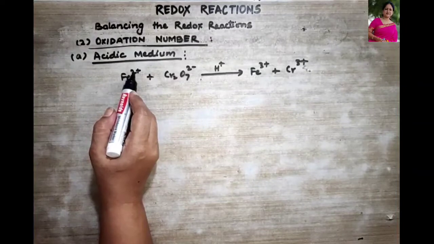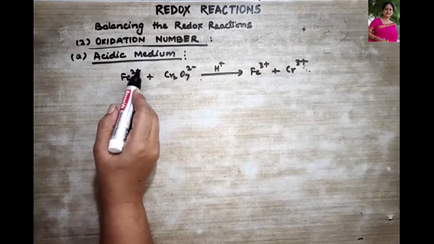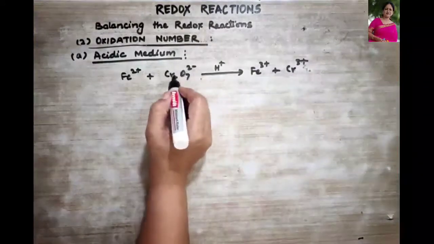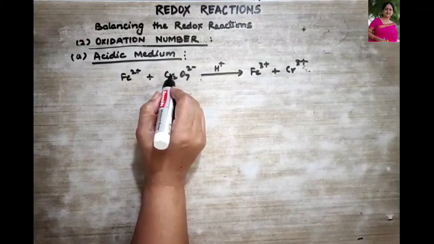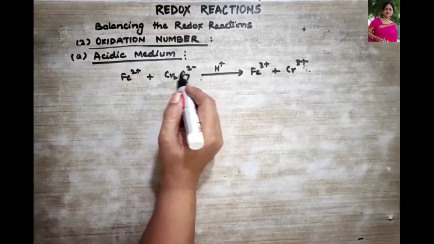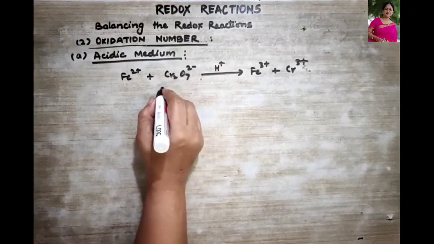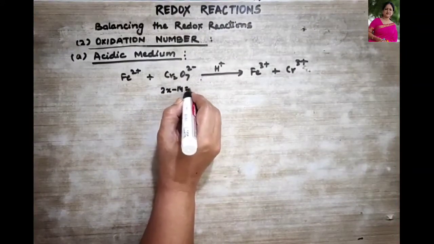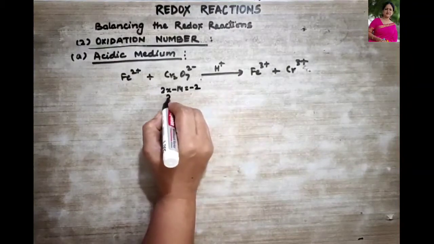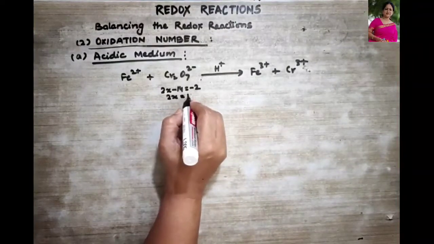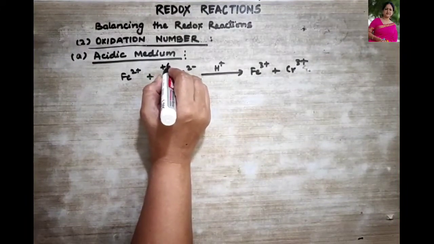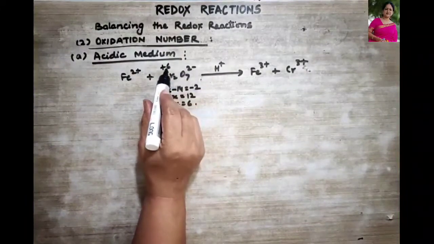Now, this is already given to you, Fe2+. So 2+ is the oxidation number. Here iron is 3+, here chromium is 3+. Now let us find out the oxidation number of this chromium. So how do we find out the oxidation number? 2x, 7 twos are 14, minus 14 is equal to minus 2. So 2x is equal to 12, so x is equal to 6. So over here the chromium atom oxidation number is how much?